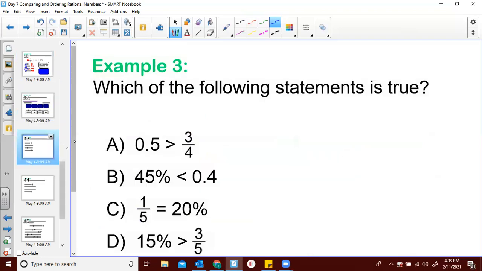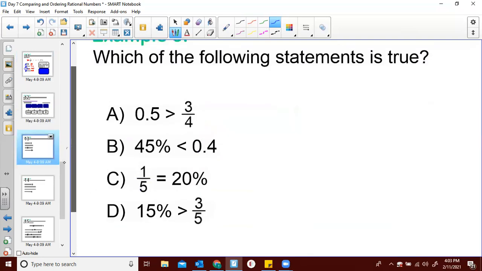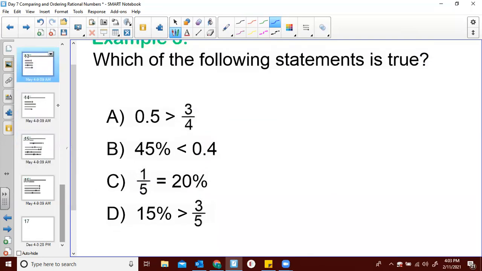All right, which of the following statements are true? So I caught a couple of y'all sleeping on this today. When it says true, we're looking for the correct answer. Some of you were giving me the false answers because you just didn't read the question. Make sure we don't make those mistakes on the test.